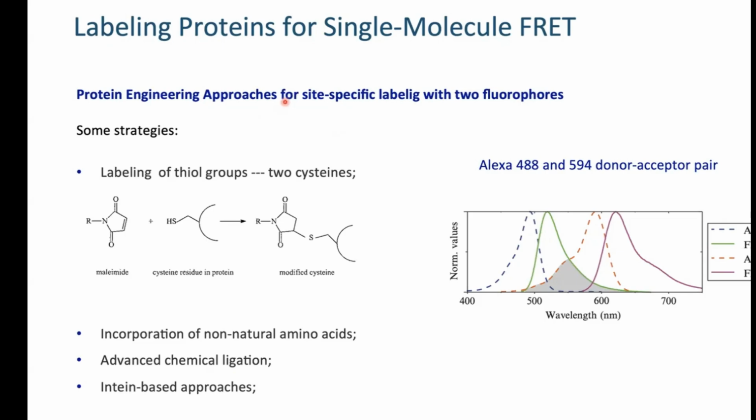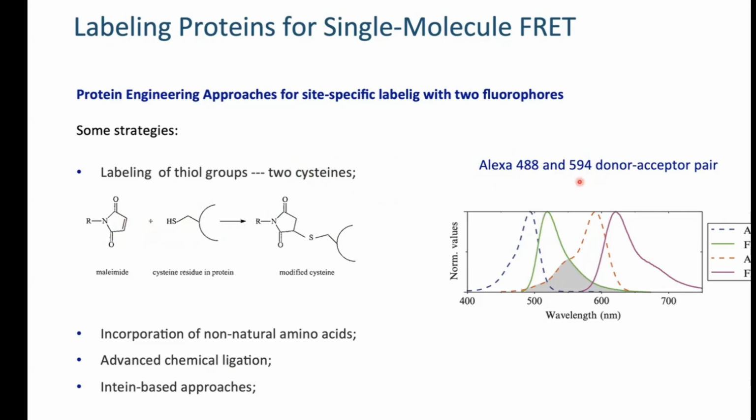You can, for example, mutate a natural cysteine to serine. Of course, you need, again, a lot of controls to make sure that it doesn't interfere with your function. And then we engineer the protein to place two cysteines. In this case you can label with maleimide dyes that are specific for thiol groups in the cysteines. And so far, we have been using the FRET pair Alexa 488 and 594, which is also well parameterized, for example, if you want to complement your experiments with simulation.